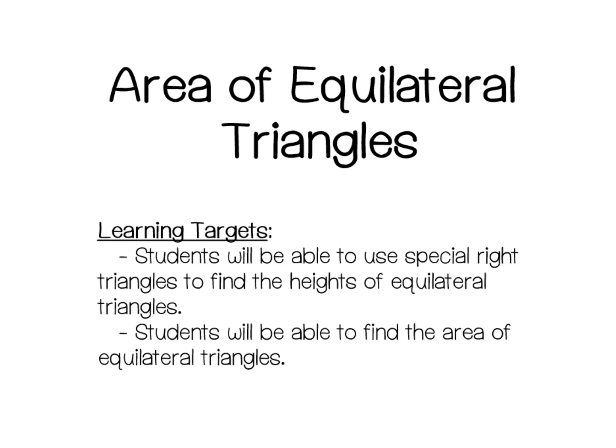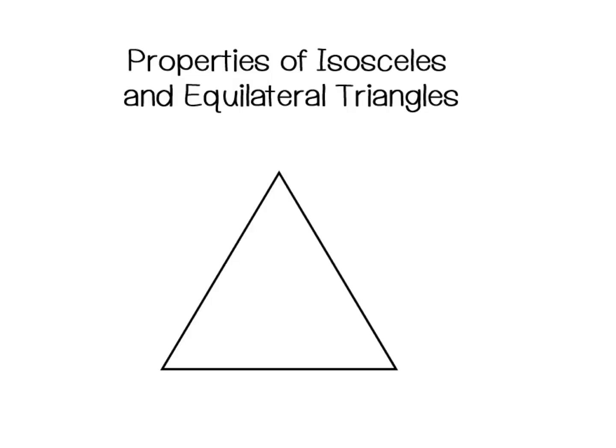Today we're going to learn about equilateral triangles and how to find the areas of them. So first we need to go back a little bit to think about properties of isosceles triangles, and because it's properties of isosceles, it'll also be properties of equilateral triangles. So if you remember, first of all, in an equilateral triangle, we know all sides are congruent, right?